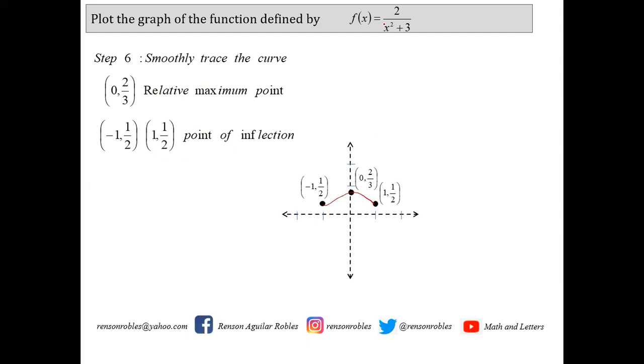Okay. And by the property of this function, it is asymptotic with respect to the x-axis. There's a horizontal asymptote, which is the line y equals 0 or the x-axis, since the degree of the numerator is less than the degree of the denominator. So we shall have f of x equals 2 over x squared plus 3 characterized by this curve.